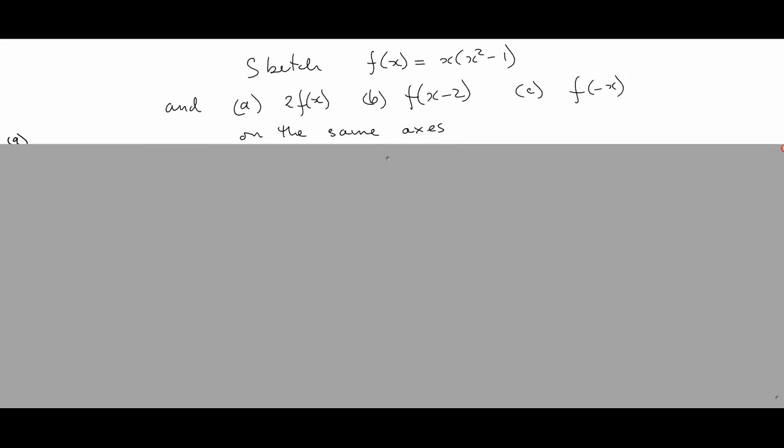So let's now look at this problem here. Sketch f of x equals x(x squared minus 1), and separately 2f of x, f of x minus 2, and f of minus x on the same axes.